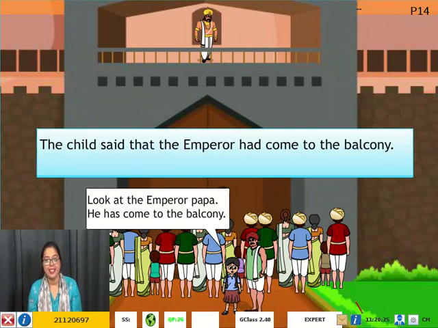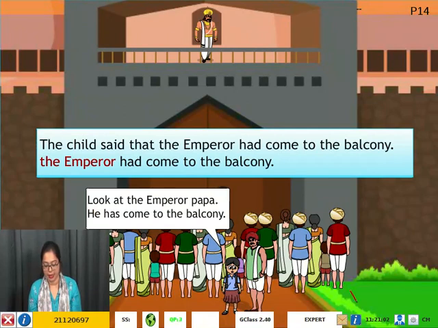So the direct speech was, look at the emperor, Papa. He has come to the balcony. Now, when we convert this sentence from direct to indirect, the conversion looks like this: the child said that the emperor had come to the balcony. Did you understand till here? Okay, great. Now you see, the word he is highlighted. He becomes the emperor, has come to the balcony.